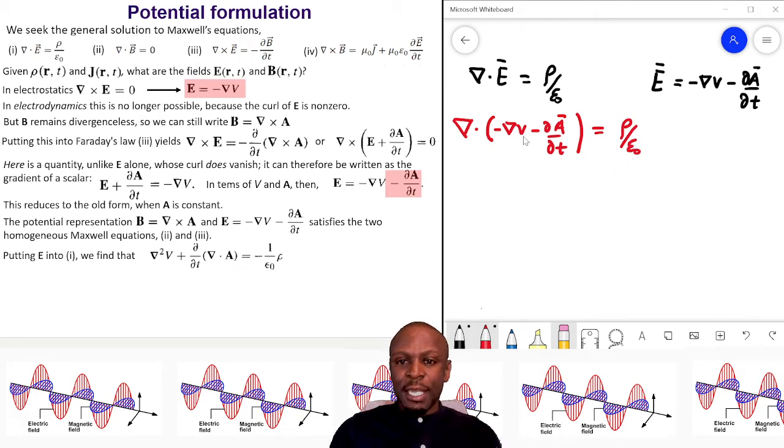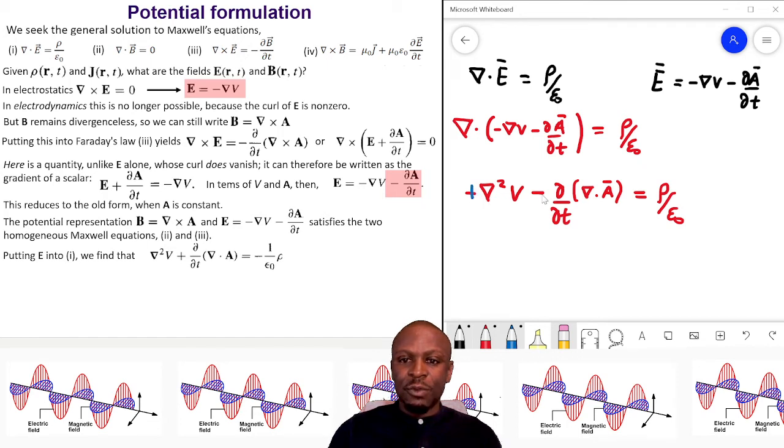Now in that case, this and that one is just going to give me a negative Laplacian of the scalar potential, minus d dt of the divergence of A, and that must equal rho over epsilon naught. But here I can multiply by negative. This will be positive, this will be positive, and this will be negative if I multiply by that. And that is the equation that you are actually seeing here.